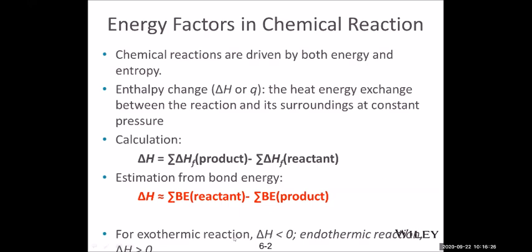And then exothermic reaction or endothermic reaction depends on whether delta H, the change, is positive or negative. The change is negative means the final product has less energy than the reactant. The energy difference is released. So that's heat being released, an exothermic reaction.